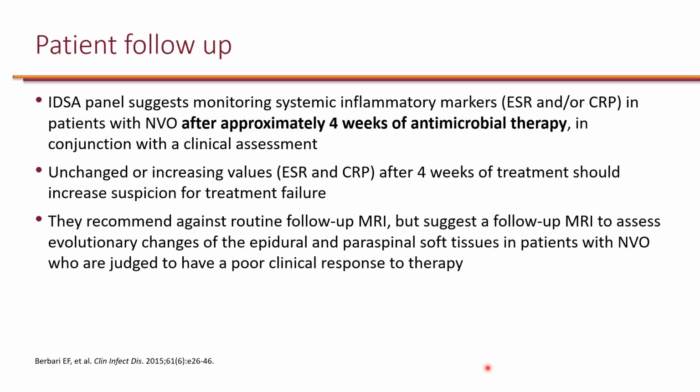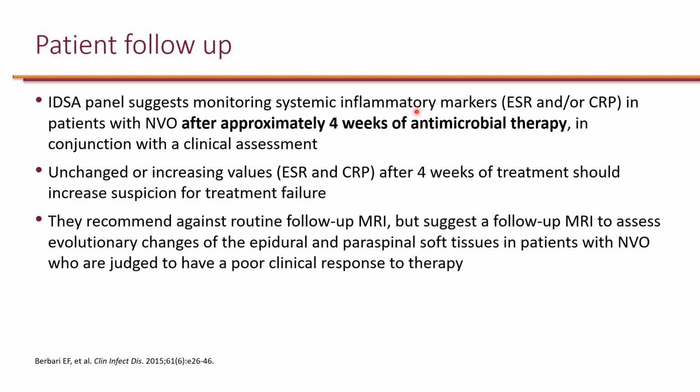The 2015 IDSA guidelines for native vertebral osteomyelitis recommend monitoring systemic inflammatory markers, specifically ESR or CRP, after approximately 4 weeks of antimicrobial therapy. If after 4 weeks of treatment with antibiotics, ESR and CRP are unchanged or worse, increasing, then there should be a suspicion for treatment failure.